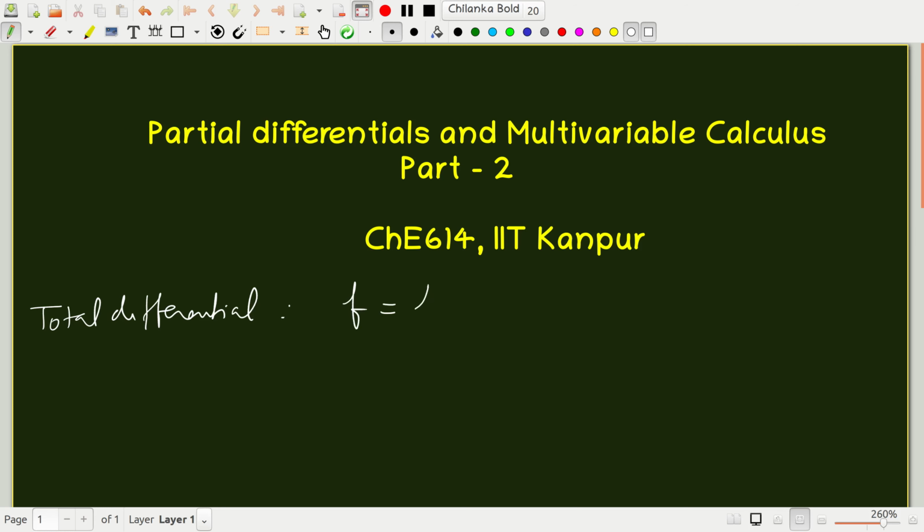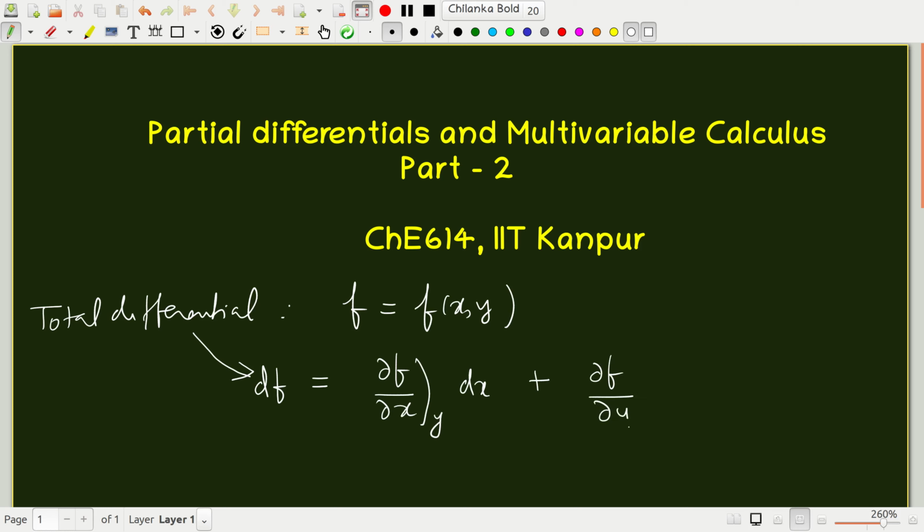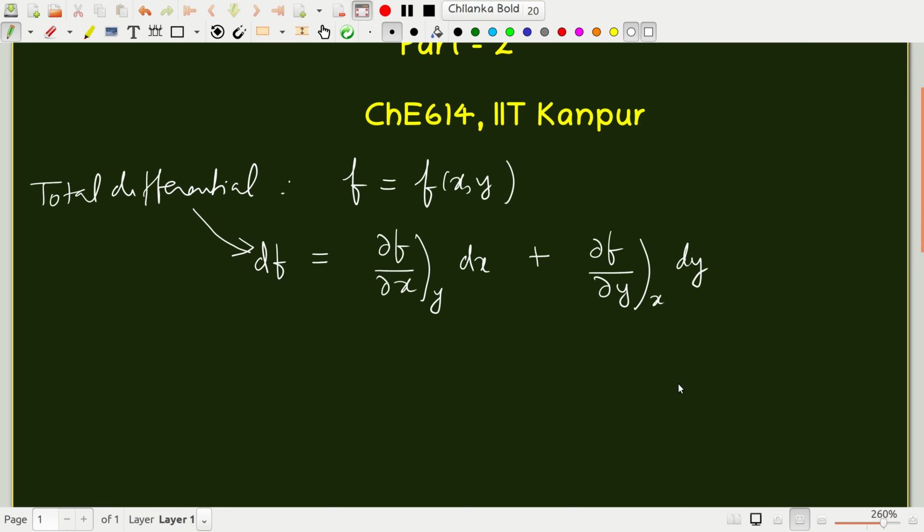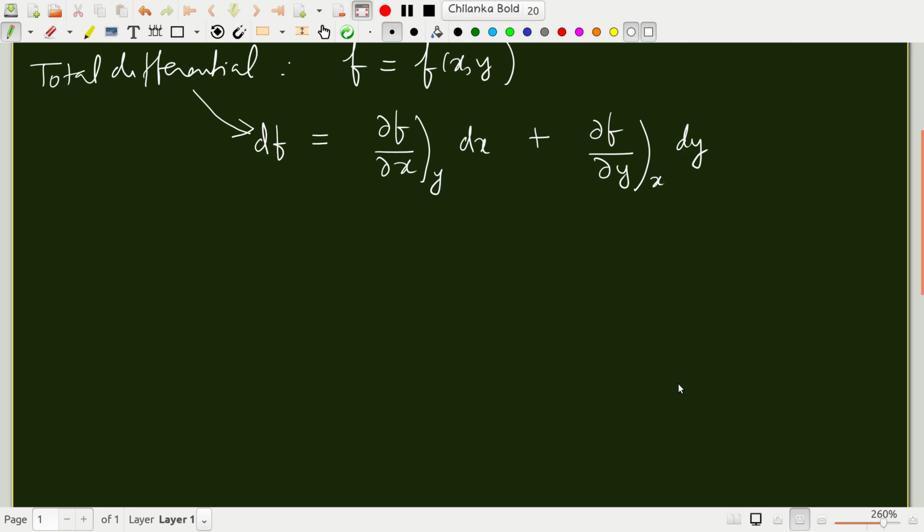So if you have a function of two variables f of x and y, and you want to find out the change incurred in the function f due to infinitesimal changes in the variables x and y, then we obtain this infinitesimal change in f, which is called the total differential df, as partial f partial x at constant y dx plus partial f partial y at constant x dy. This is one of the fundamental ideas in partial differentials or multivariable calculus.